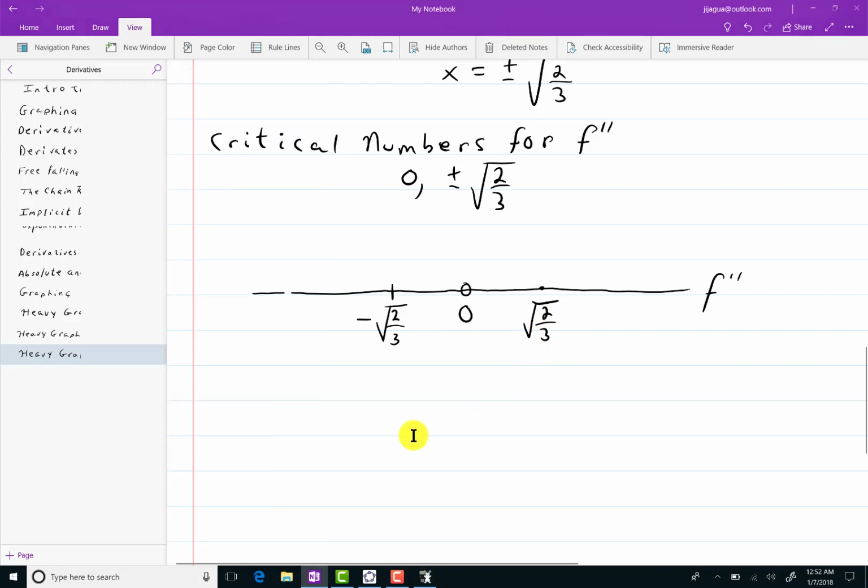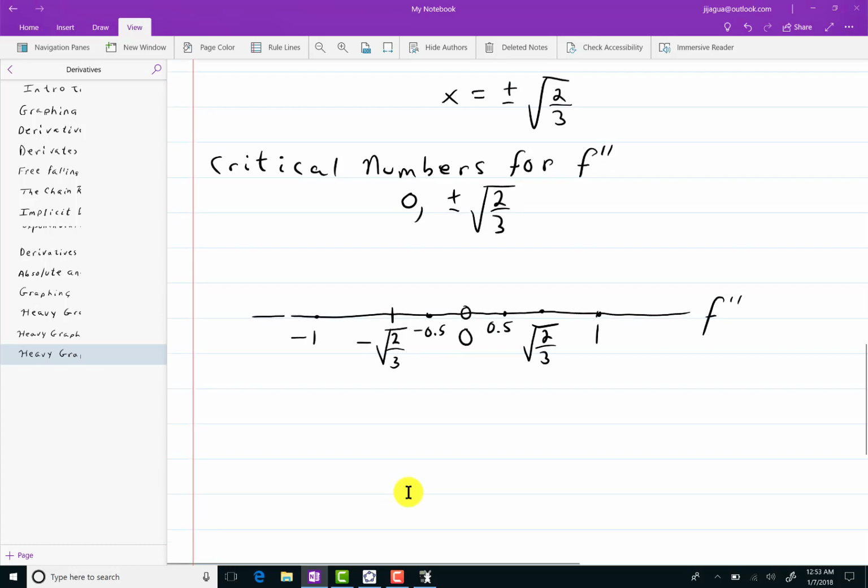So what I'll do then is let's throw in, well, this will be easy. Out here, I'll put a -1. And to the right of radical 2/3, I'll put a +1. In here, I guess I can do like 0.5, negative 0.5, and a positive 0.5. And let's see what we get.